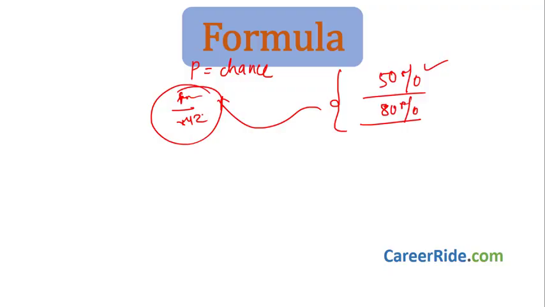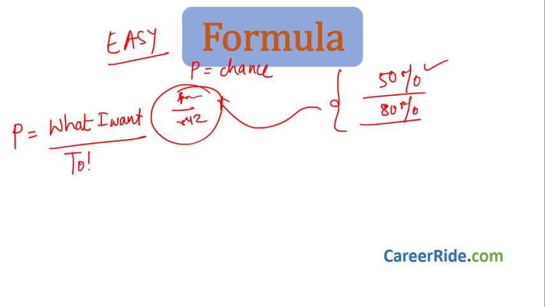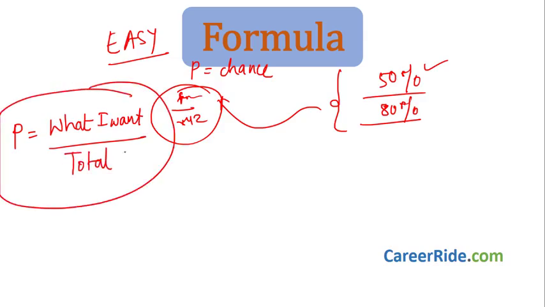Now let us see what exactly is the formula of probability. Instead of looking at some weird formula, we'll take a look at the formula of probability in very easy language, right? So what exactly is probability? Probability is nothing but what I want divided by total. This is a very easy format of what we call probability. If you remember this, probability is nothing but what I want divided by total, you will be able to solve all the sums related to probability.